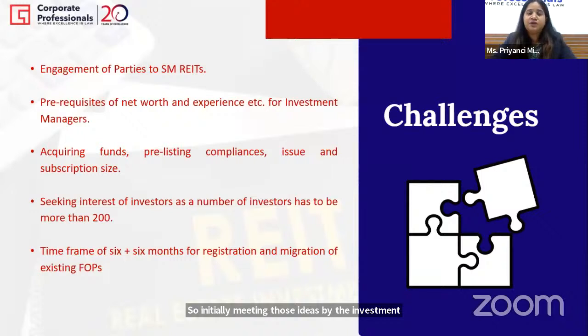Acquiring funds and pre-listing compliances. Since the asset size has been laid down, pre-listing compliances will be made applicable as per the listing framework. Then there is issue and subscription size. Till now, they were operating within a limit of 200 investors for a particular SPV. Now, since it will be listed, the minimum number of unit holders has to be 200.